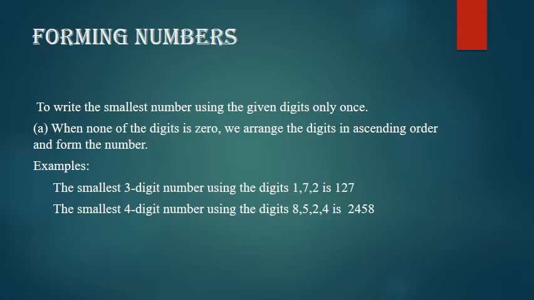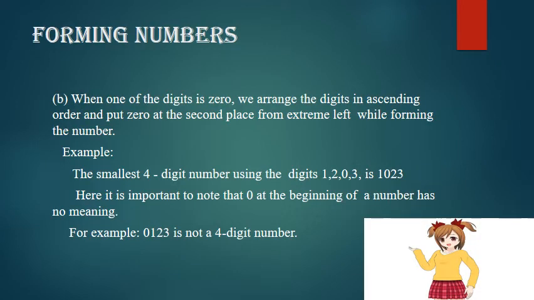Again children, moving on to the next example: the smallest 4-digit number using the digits 8, 5, 2 and 4. None of the digits is 0, children. So the simple rule is just to arrange the given digits in ascending order. By arranging the digits in ascending order, we get the smallest 4-digit number, that is 2458.